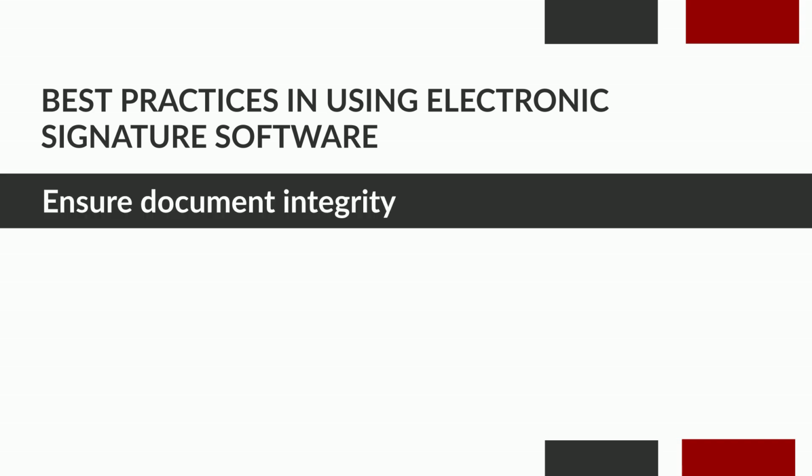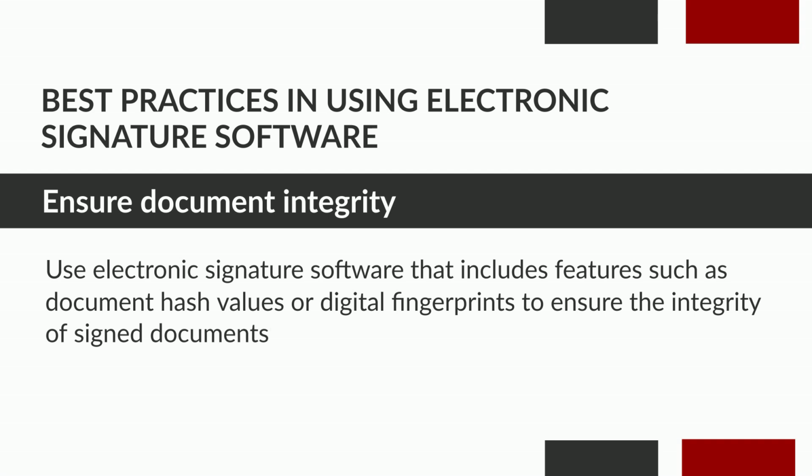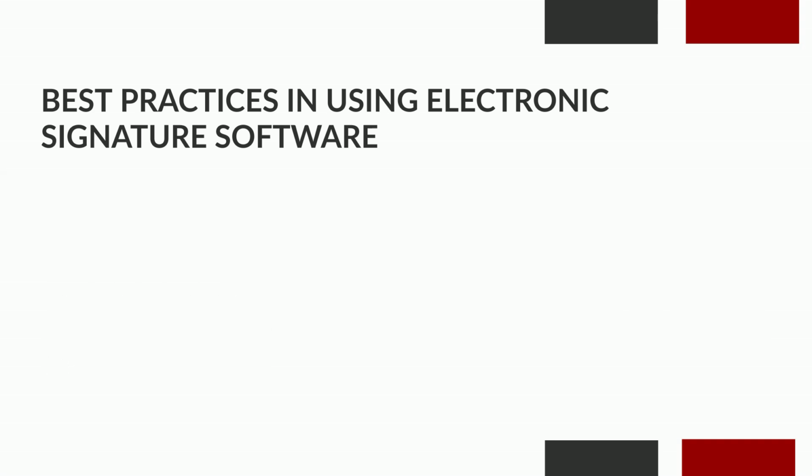Ensure document integrity. Use electronic signature software that includes features such as document hash values or digital fingerprints to ensure the integrity of signed documents. This will help prevent unauthorized changes to signed documents.